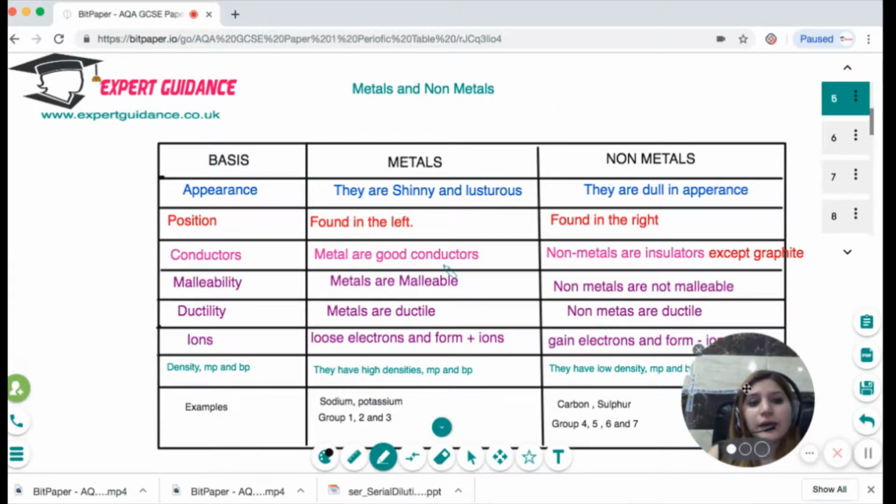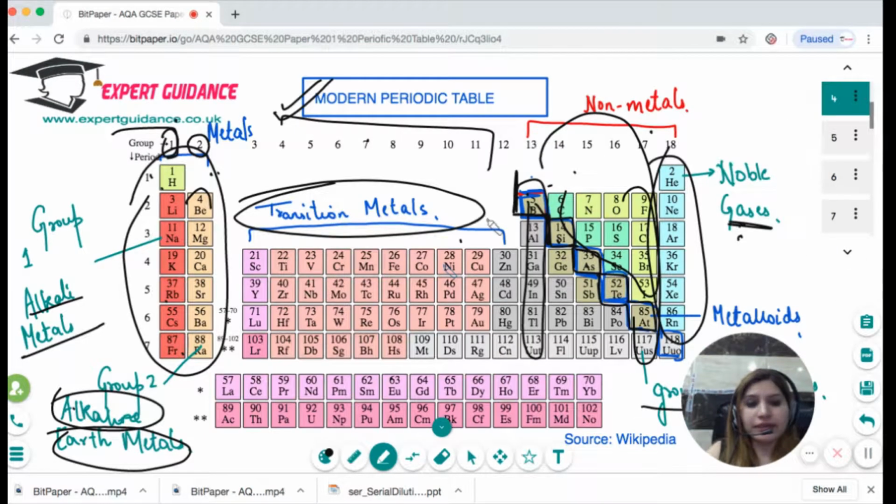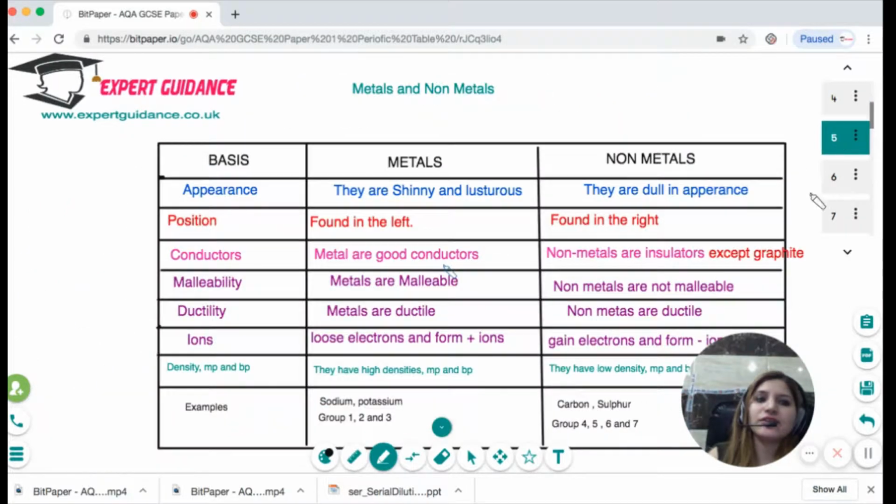Okay, now if you see, the majority of the periodic table can be categorized into 2 classes of elements, the metals and the non-metals. Now you should know what the difference between a metal and a non-metal is. 2 differences I can easily make from the periodic table: there are a lot more metals than non-metals. Metals are to the left of the periodic table, non-metals are to the right of the periodic table.